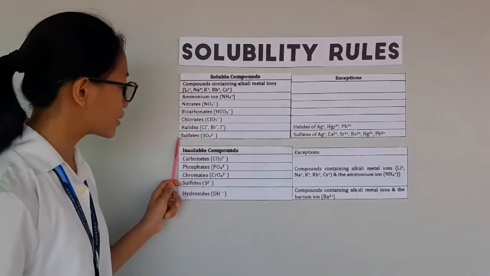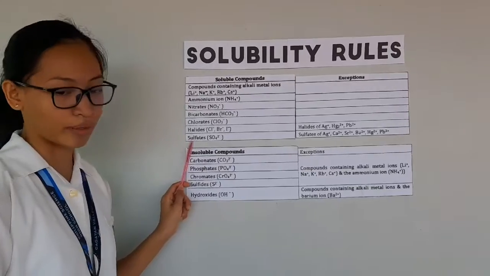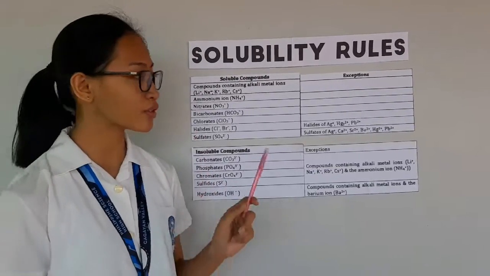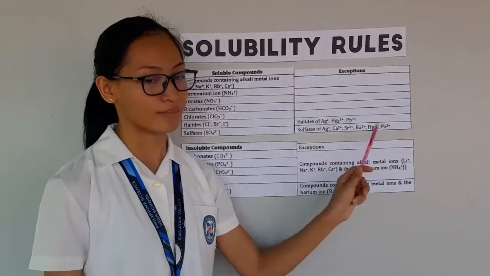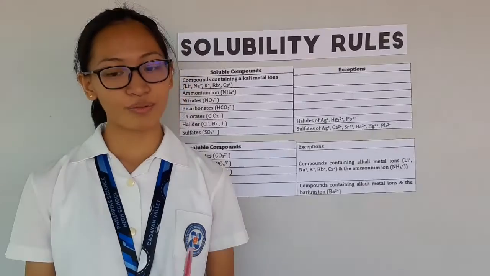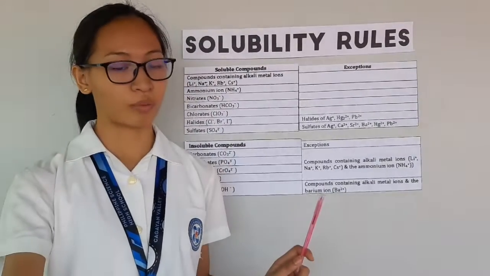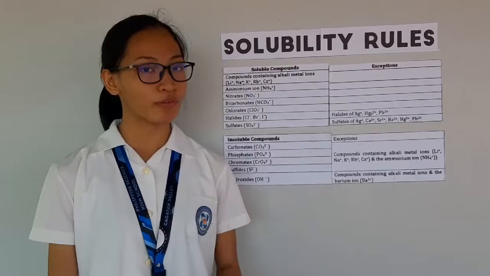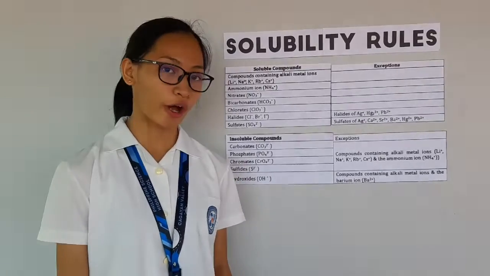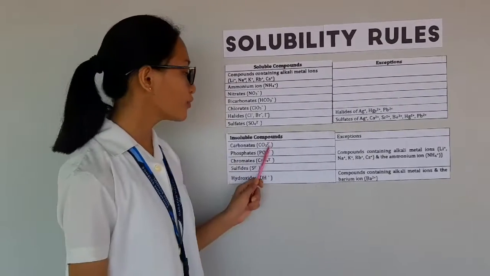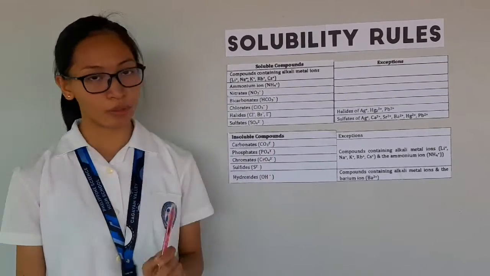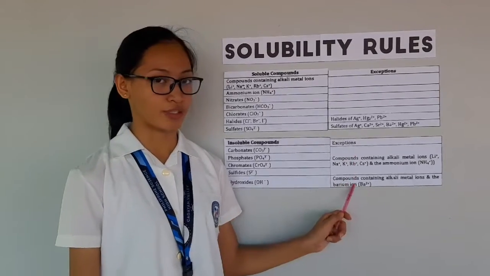The last one in this column is the sulfate, with exceptions of all these metals. All these metals, when attached to sulfate, mean it is insoluble. Now we're going to move on to the rules for insoluble compounds. All of these are normally insoluble with a few exceptions.